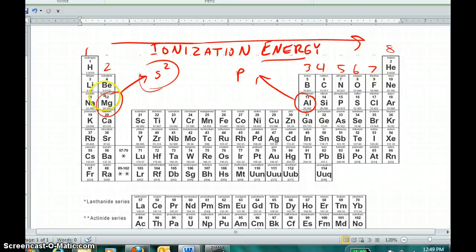Now, if I've been asked which of these two has a lesser ionization energy, I go with the opposite argument. Because a p sublevel electron already has far more energy than an s sublevel electron, it will be easier and require less energy to ionize the aluminum than the s sublevel electron from magnesium.